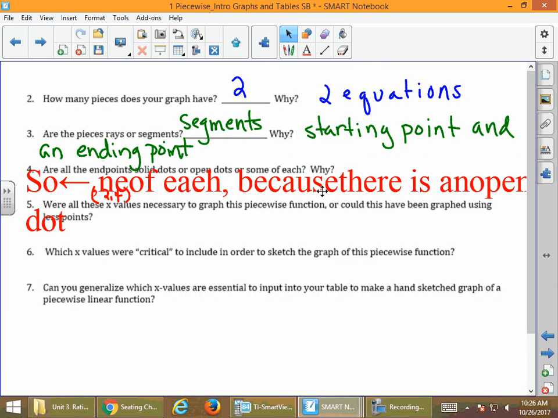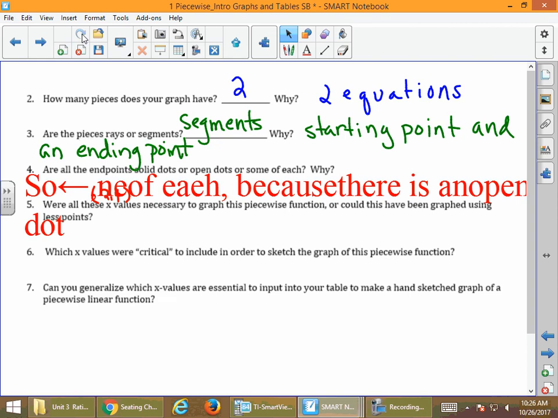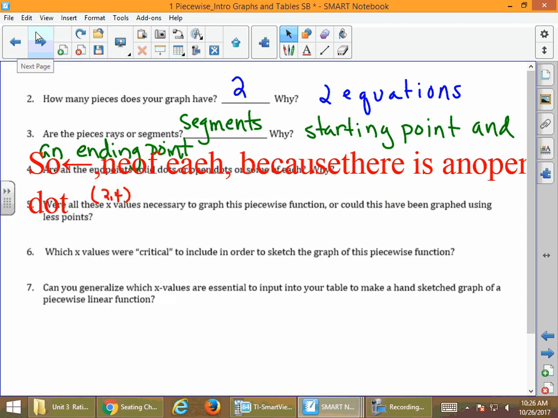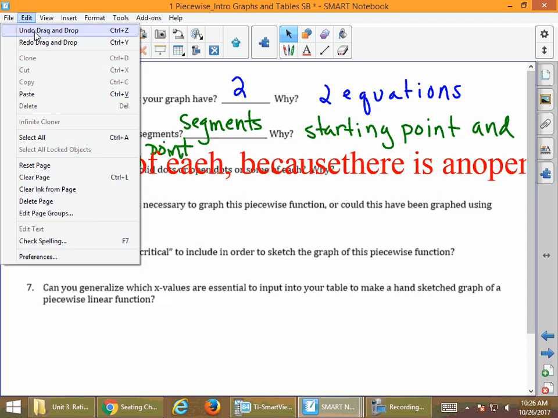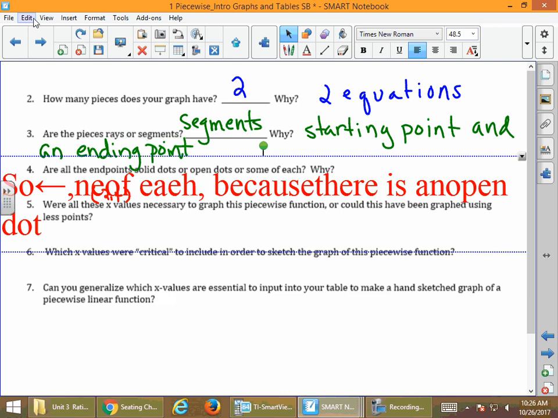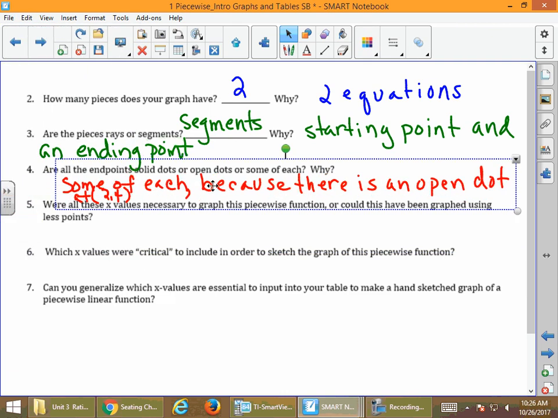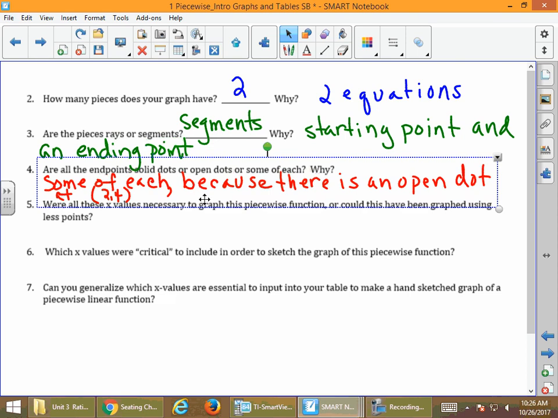Is it the undo button? This one? It doesn't work. See how it's kind of blanked out? I wonder if it's under edit. Undo. Let's try that. Undo recognize. Okay. Tried. Doesn't like it.